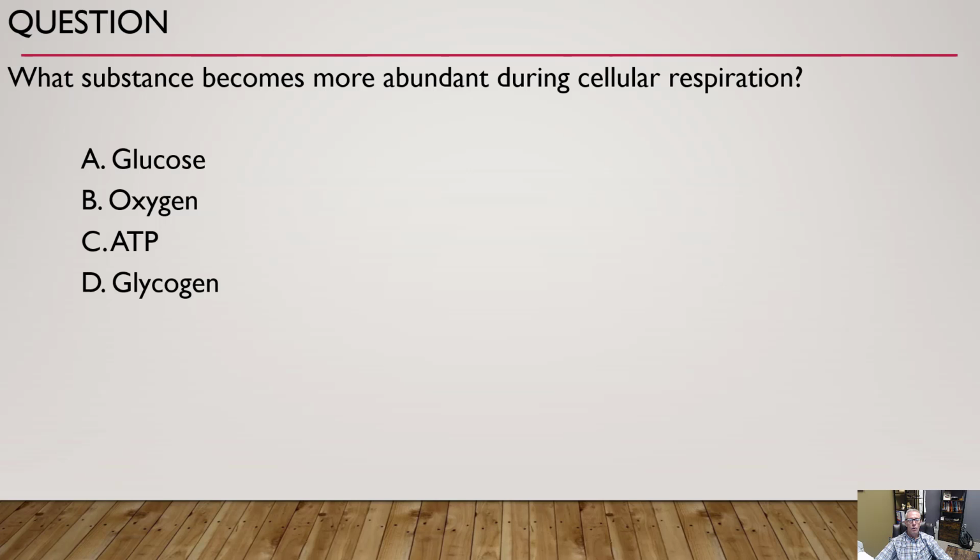All right, what substance becomes more abundant during cellular respiration? Glucose, oxygen, ATP, or glycogen? Well, we're breaking down glucose, so that's not going to be the right answer. We're using oxygen, so that's not going to be the right answer. ATP, we're actually making ATP during cellular respiration, so that's going to be the right answer.